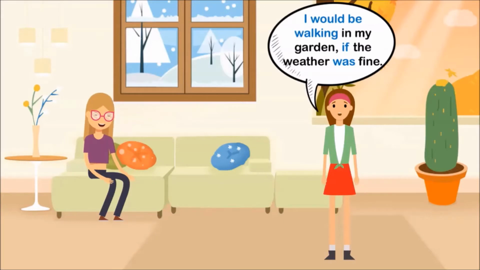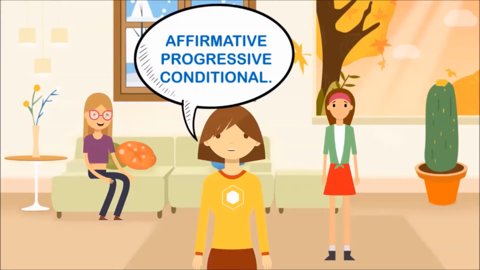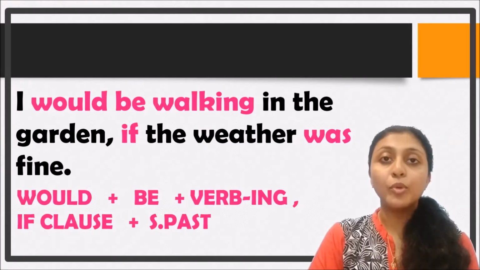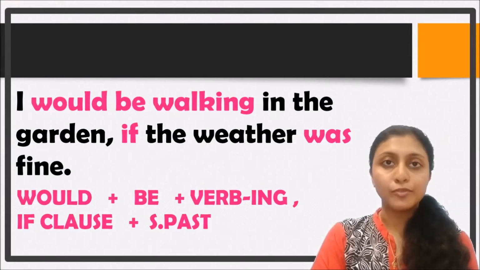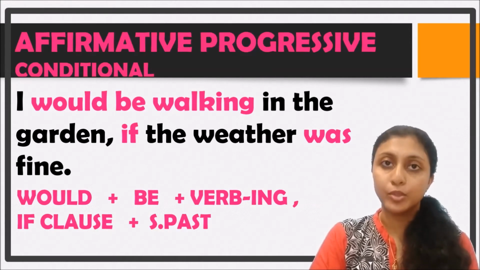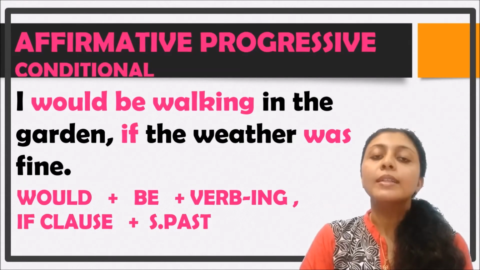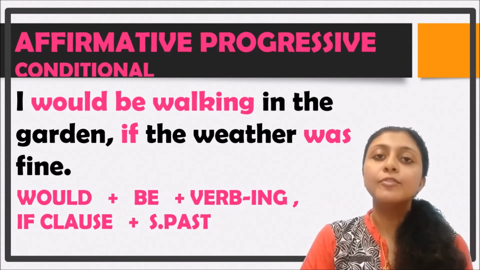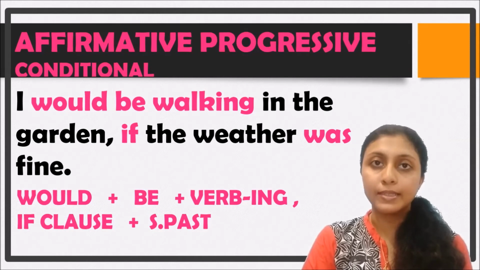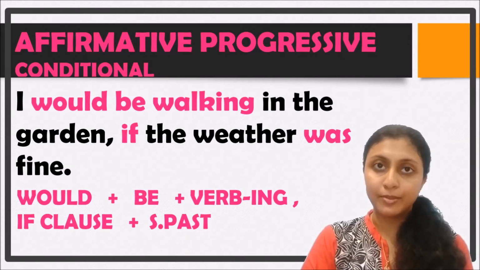I would be walking in my garden if the weather was fine. Affirmative progressive conditional. I would be walking in the garden if the weather was fine. Now this sentence also has a positive tone, and therefore it is termed to be in the affirmative state, even though the places are changed, which means the if clause comes in the second part of the sentence, it still remains in the progressive conditional.